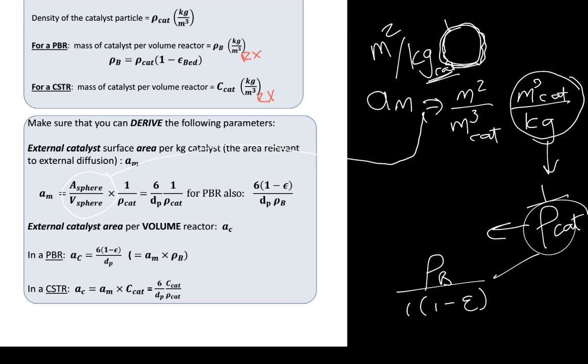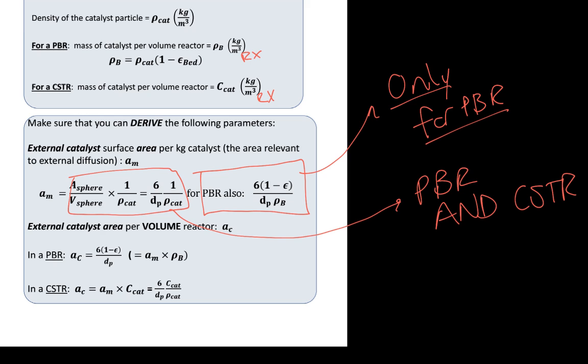So we can have what looks like an extra equation that's just applicable to our PBR: if I have the packed bed density and the porosity, I can relate that to my available external surface area per kilogram catalyst in my reactor. This equation applies for a sphere for either a packed bed reactor or a CSTR.